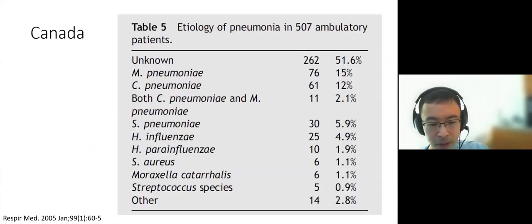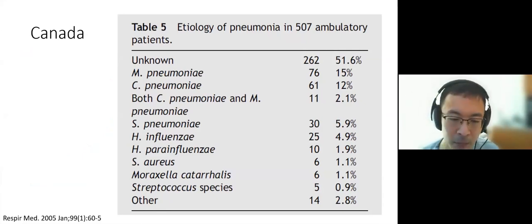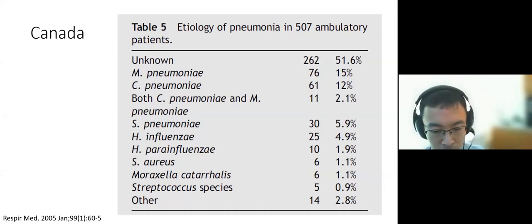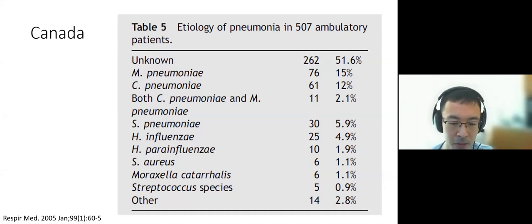So this is the only microbiological data I could find for Canada. It's pretty old, from 2005, so it might not be applicable now. So a pathogen was identified by sputum culture, blood culture, serology in about half of patients. So interestingly, Mycoplasma pneumoniae and Chlamydophila pneumoniae were the most common pathogens detected at 15 and 12%. And strep pneumo came in at third place at 6%. But serology was used to diagnose Chlamydophila and Mycoplasma, and one of the limitations of that is it might actually overcall the true infection rate. And also, they did not test for viruses, which we now recognize as common agents in CAP.